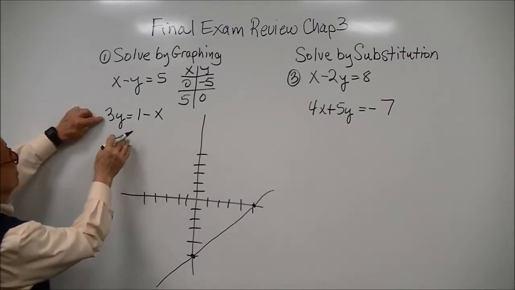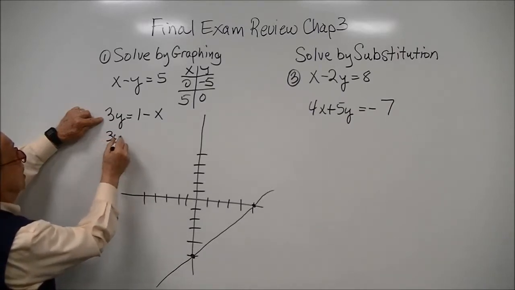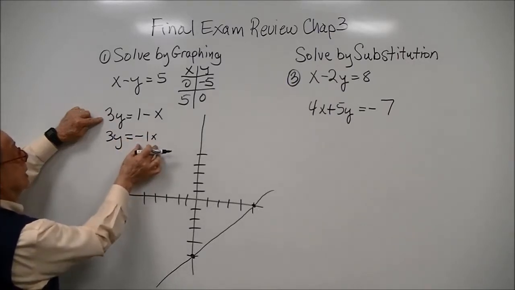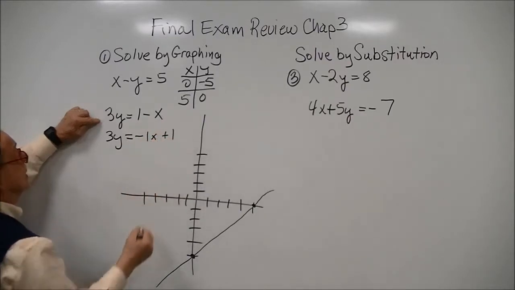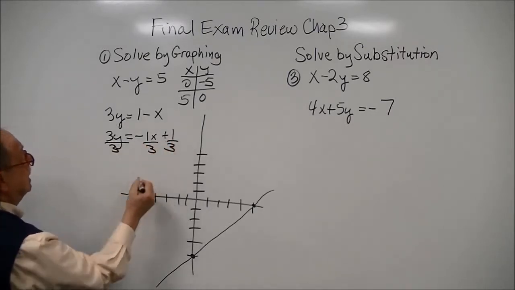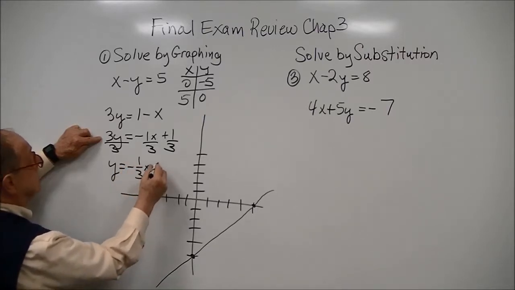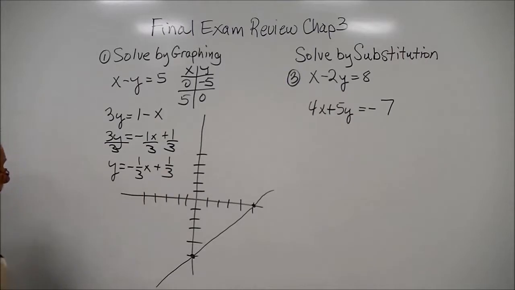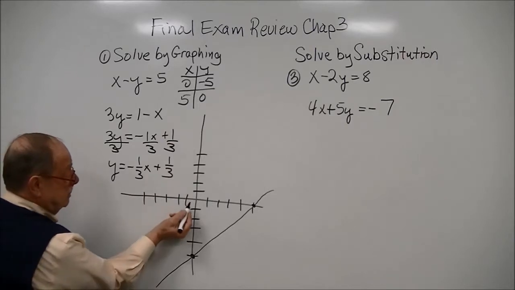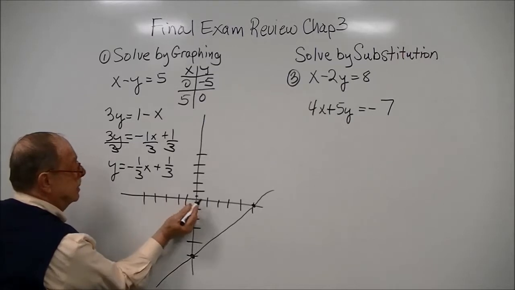So what I need to do is put it in slope-intercept so I can graph it. So I'm going to go 3y, bring my -1x over there, and then my plus 1 there. So now I divide everything by 3. And I get y equals -1/3 x plus 1/3. So my y-intercept is at 1/3, which is going to be sort of hard to plot, but how about putting it in the right place up here?